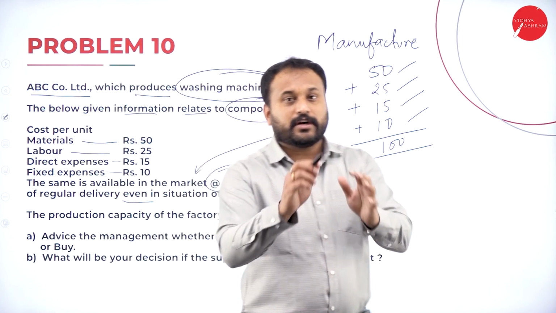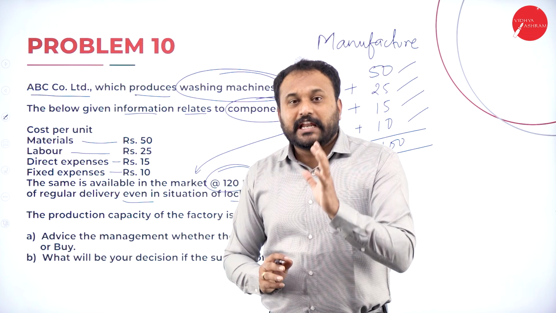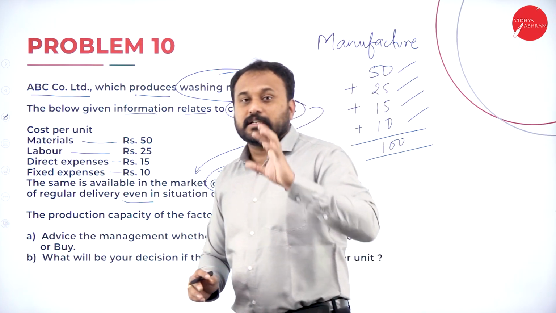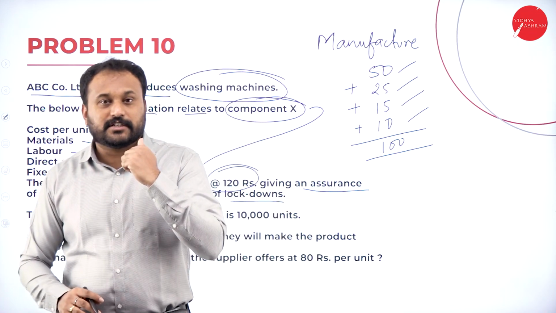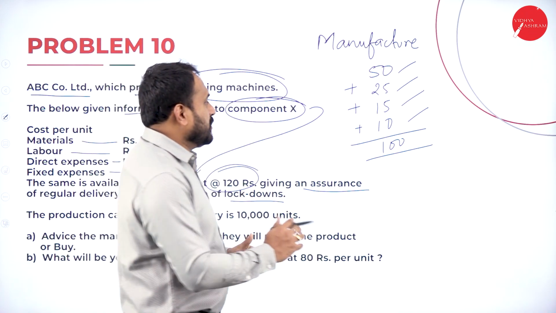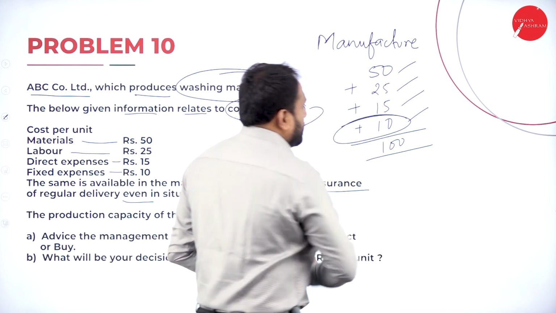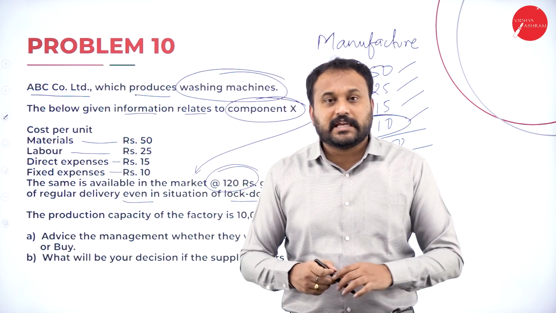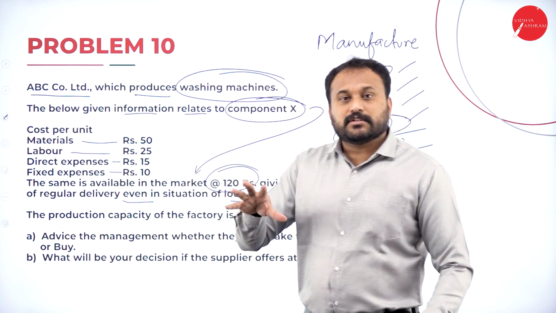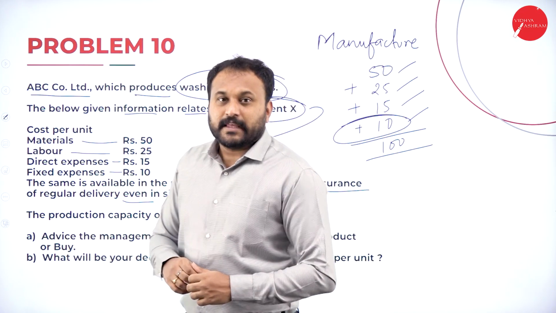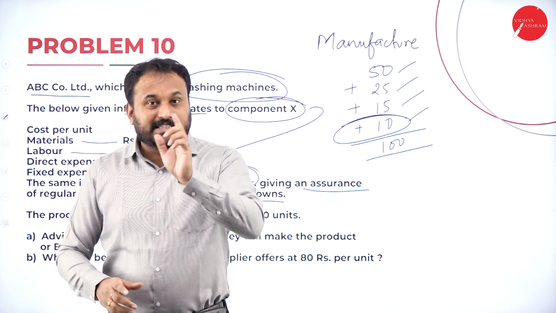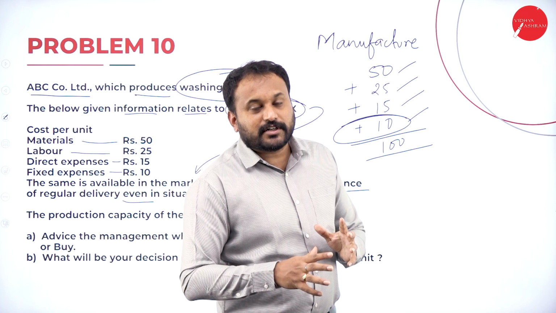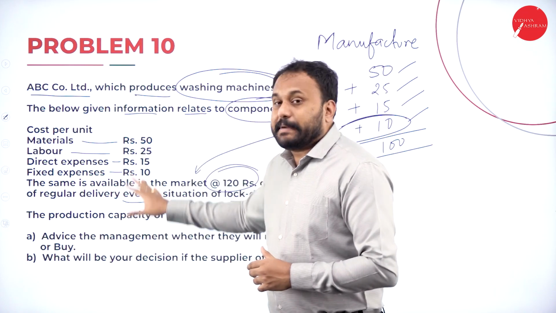But let me tell you, please understand this. Whenever you calculate your total cost, or how much cost is incurred to manufacture a product, please don't add fixed cost. You should never add fixed cost. Because for zero units also, you are supposed to pay fixed cost. Even for 1 crore units, the same fixed cost you are supposed to pay. That's the reason we do not add fixed cost whenever we go with make or buy decision.